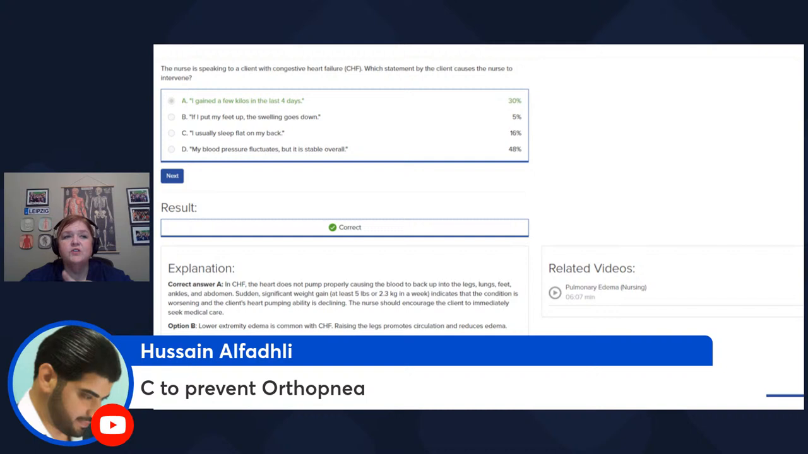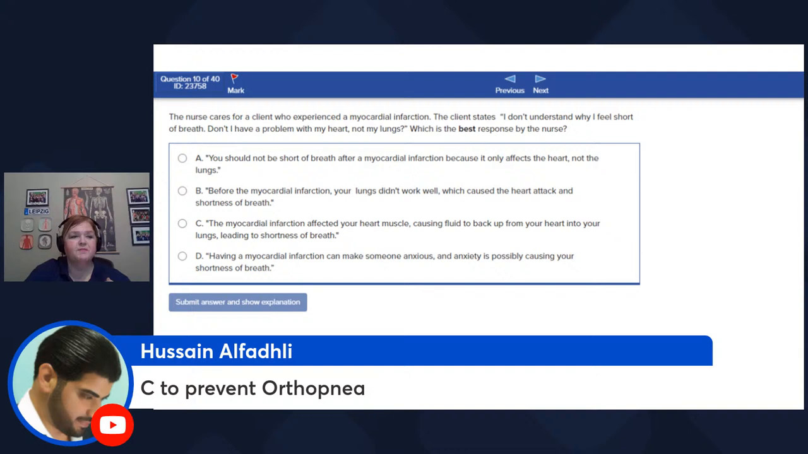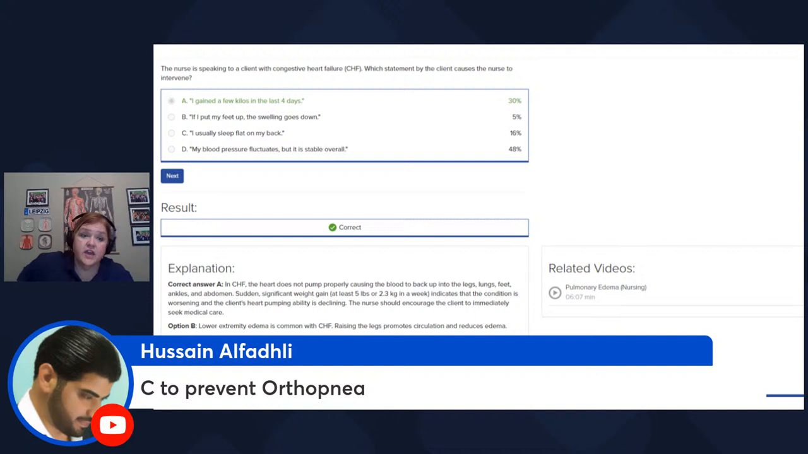Now, here's why they missed this question and why I put it in here. Which statement by the client causes the nurse to intervene? That means you're looking for something that's wrong or unsafe for your patient. So I'm looking for the wrongest or the unsafest. That's really what I'm looking for when you see those. If you see the things that say which requires the need for further teaching, that means one of the patient's statements is wrong or unsafe.